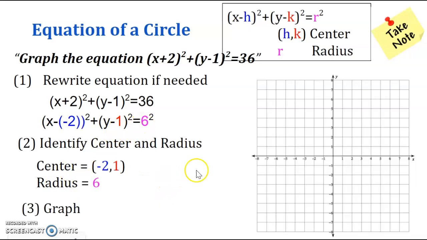Now that I have figured out the center and the radius, I know how to graph this. So find my center here, negative 2 comma 1. And then from here, I am going 6 units in all directions, and then drawing a circle around it.